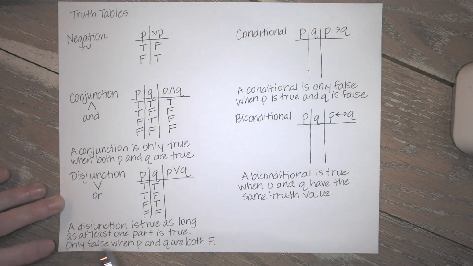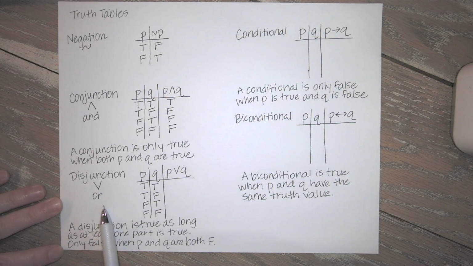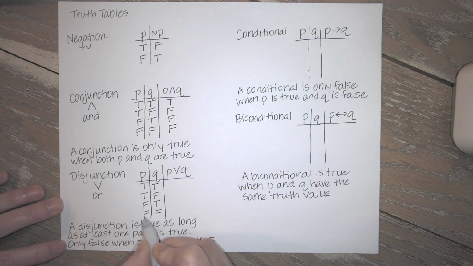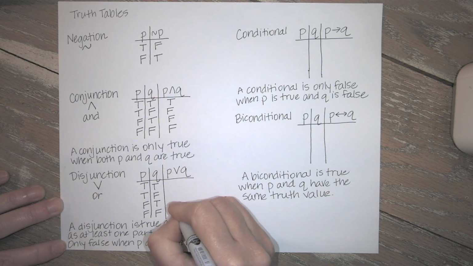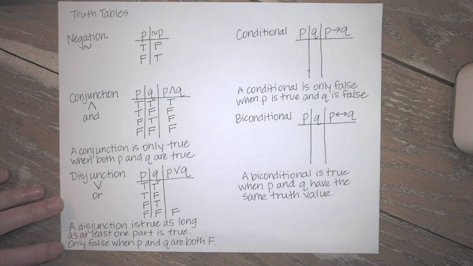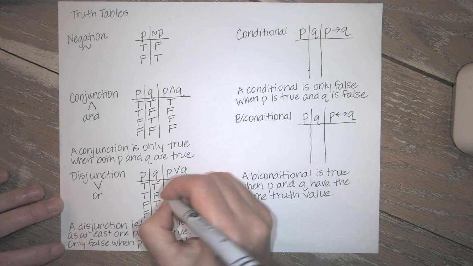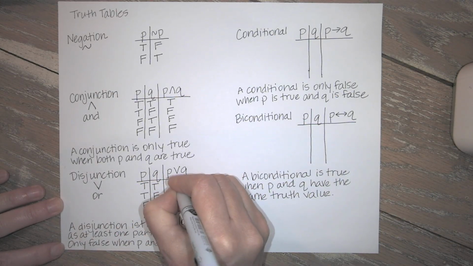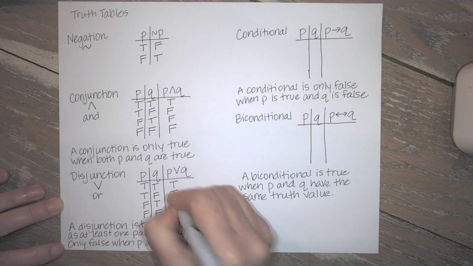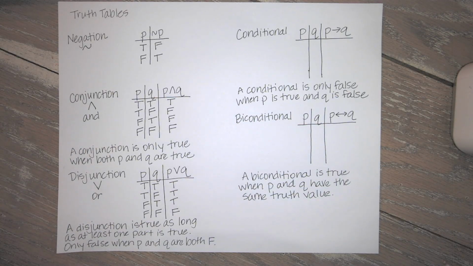All right, now a disjunction or an or statement is going to be true as long as at least one part, either the P or the Q, is true. It's only going to be false when these are both false. So this is the only time the disjunction is going to be false. As long as one piece or more is true of the statement, then the disjunction is going to come out true.